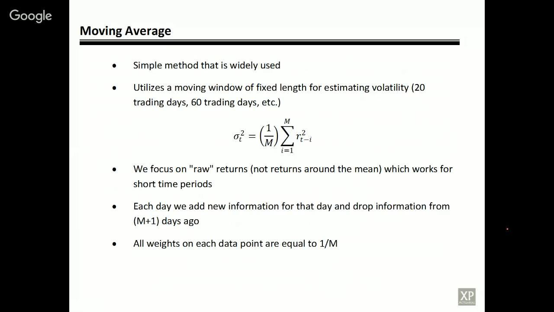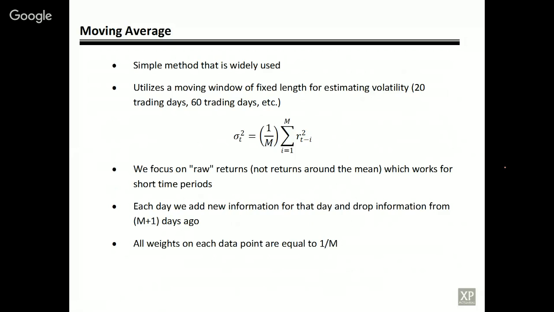Now we'll move on to moving average, and with this we're talking about volatility. Moving averages are a simple method that is widely used, and it utilizes a moving window of fixed length for estimating the volatility. Some examples are 20 days, 60 days, and so on. And the formula is our variance estimate is equal to 1 over m times the sum of our returns squared over m days. Now we focus on raw returns here, not r minus mu, because we're dealing with short time periods, and it is often assumed that the mu, or the mean, over short time periods is 0.